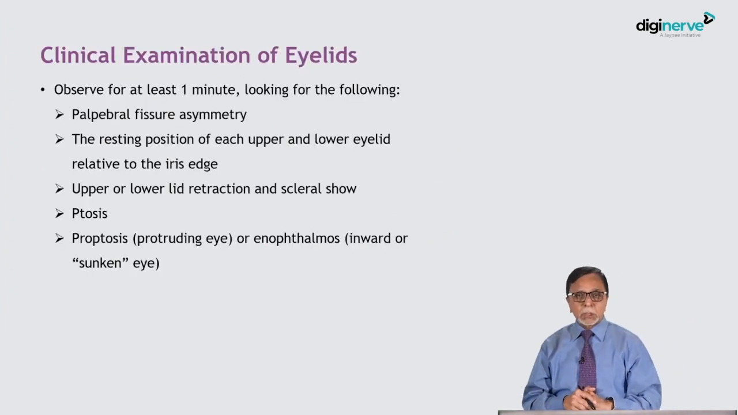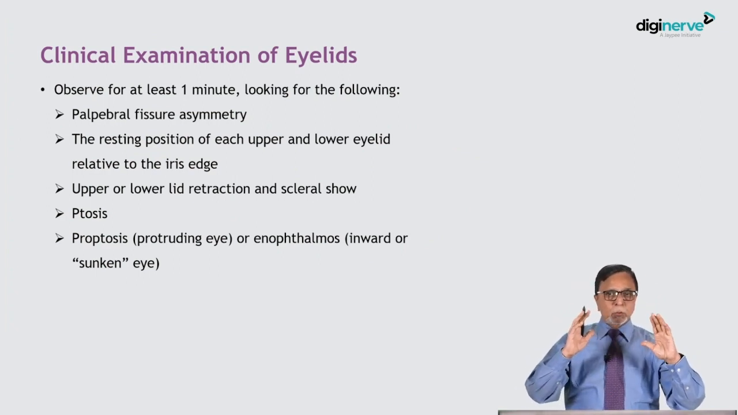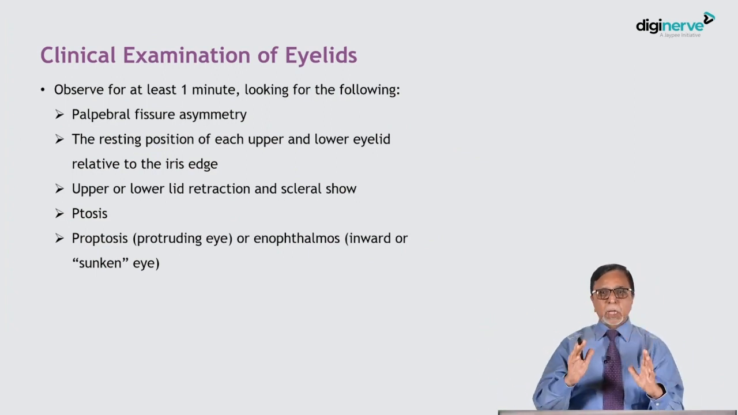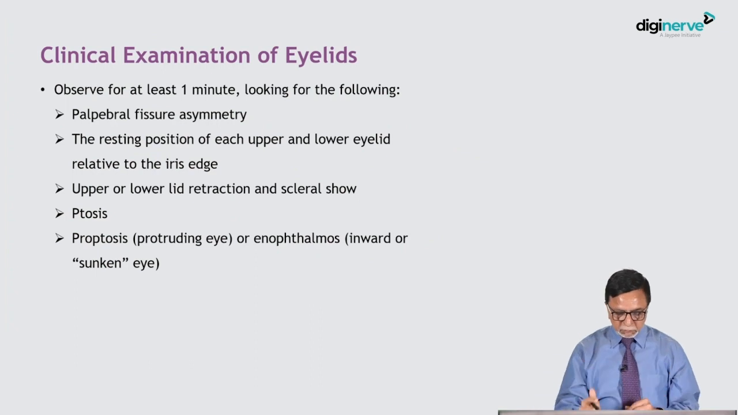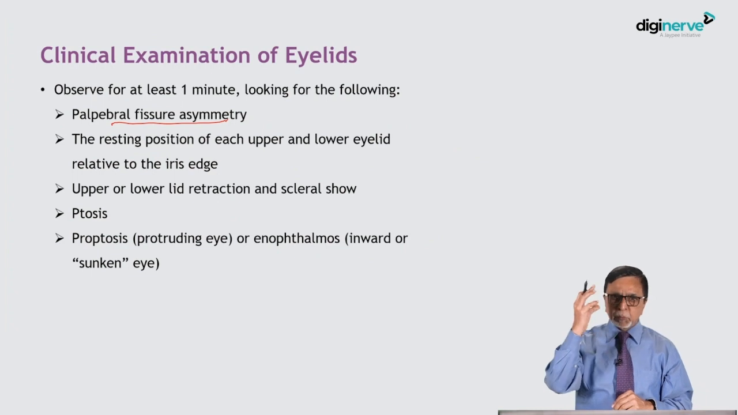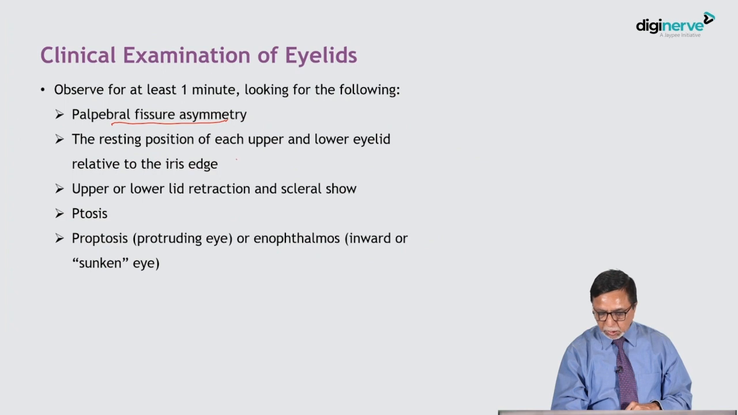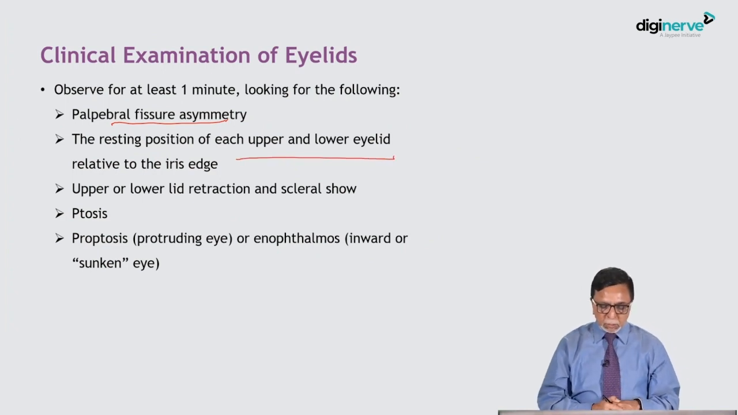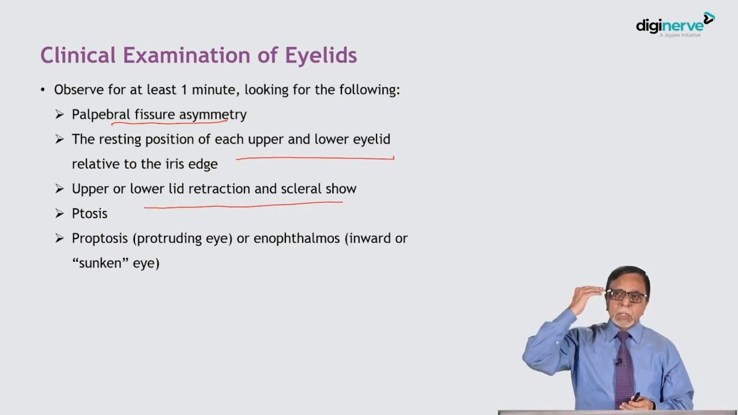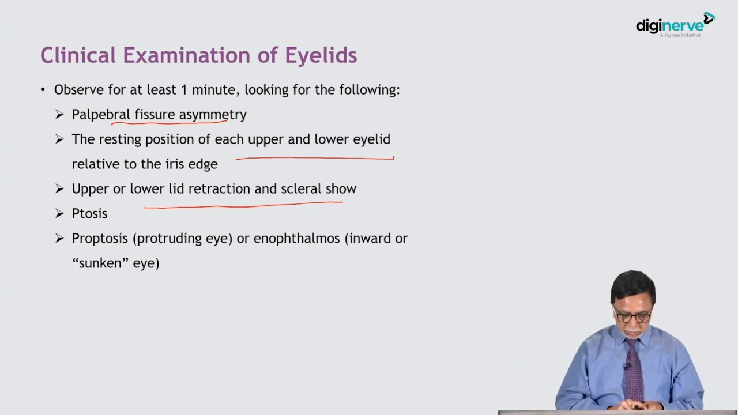Now, clinical examination of the eyelids. Look from a distance. Don't go and touch the patient. Don't rush for looking at the MRIs. First, make a clinical diagnosis from your natural intelligence. Palpebral fissure asymmetry, there can be some physiological, but if it looks pathological and the patient complains, then you have to see. Then upper and lower eyelid positioning or lid retraction and scleral show. Then on this side, cornea is less compared to the other side, visibility, then it is ptosis.